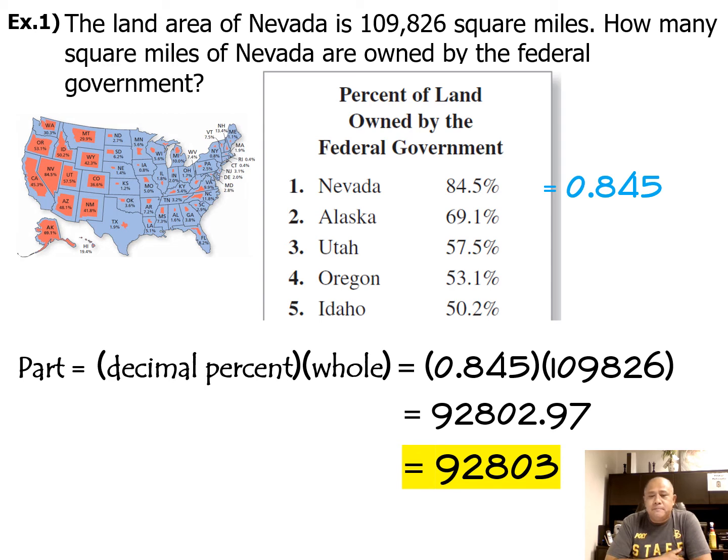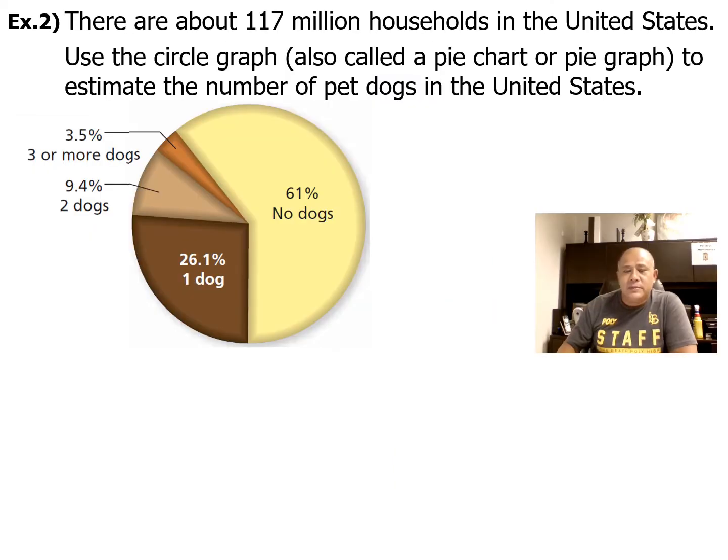Now, the good part, this is a video, so you can always rewind it, slow it down, repeat it if you need to. So let's go ahead and go to example 2. Example 2. There are about 117 million households in America. Use a circle graph to estimate the number of pet dogs in the United States. So, if you take a look at this, this is called a pie chart.